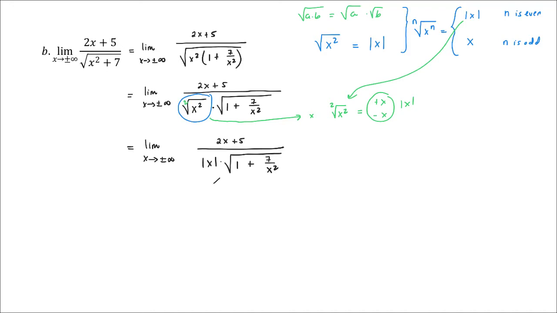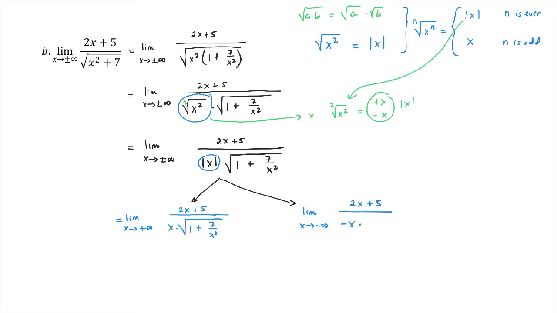And as a result, we will now split this into two separate cases. Case number one will be when x approaches positive infinity, and the other when x approaches negative infinity. So let's do that in a different color here. The limit as x approaches positive infinity of 2x plus 5 over, and because x is approaching positive infinity, the absolute value of x will just be x, times the square root of 1 plus 7 over x squared. And then the other case will be the limit as x approaches negative infinity of 2x plus 5 divided by negative x times the square root of 1 plus 7 over x squared.